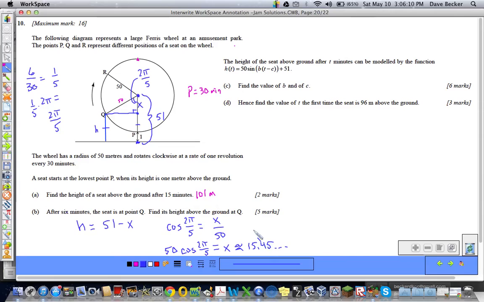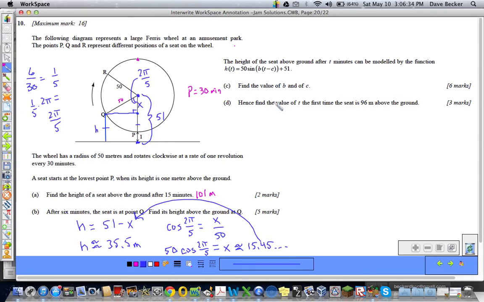So if I put that in for x, I get a height of 51 minus 15.45 and so on, which is about 35.5 meters. Okay? So you just had to draw a little bit, figure out the right triangle, figure out that this is equal to this, and everything is cool.